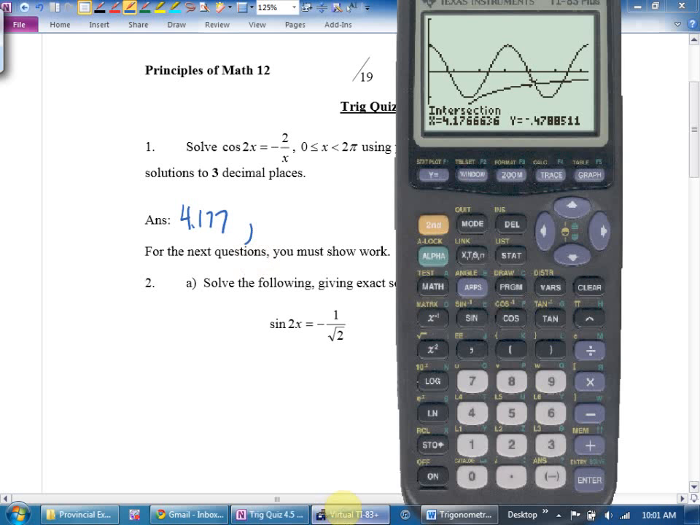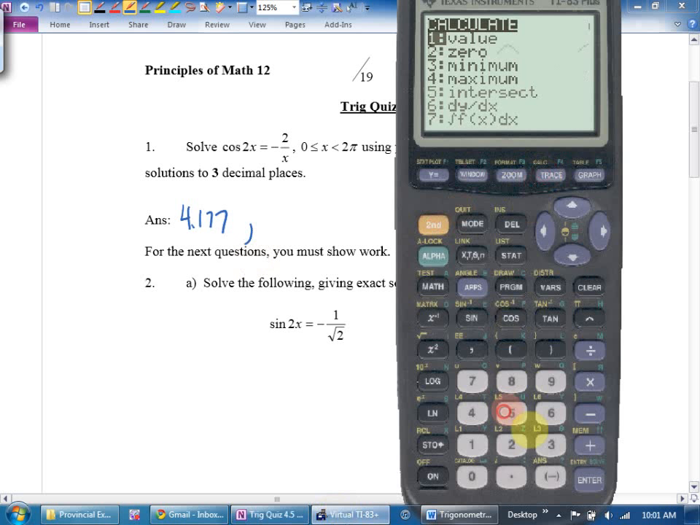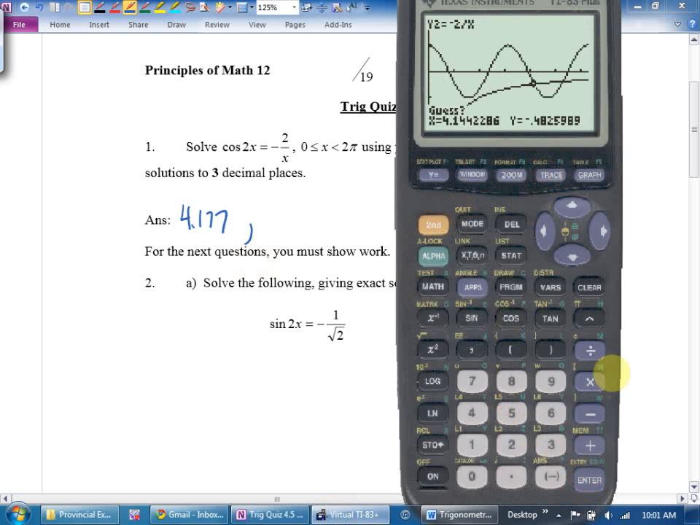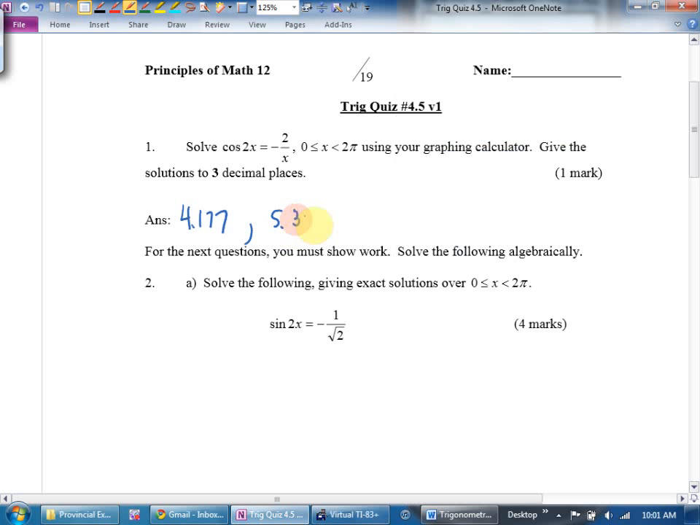And the second one is second function, calculate, intersection. First curve, second curve. Guess. Nope. Drop my pen. 5.304. Is that right, folks? You know what I forgot to do? Forgot to make sure I was in radians. Oh, no, wait a minute. The cosine graph looked okay, so I must be in radians.